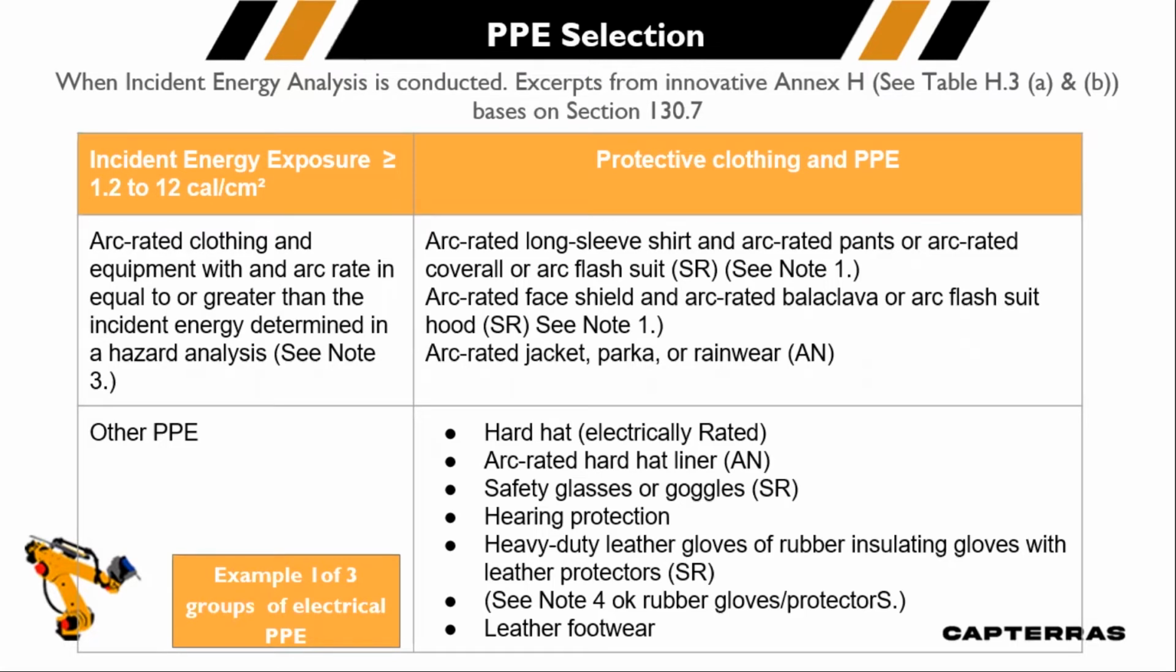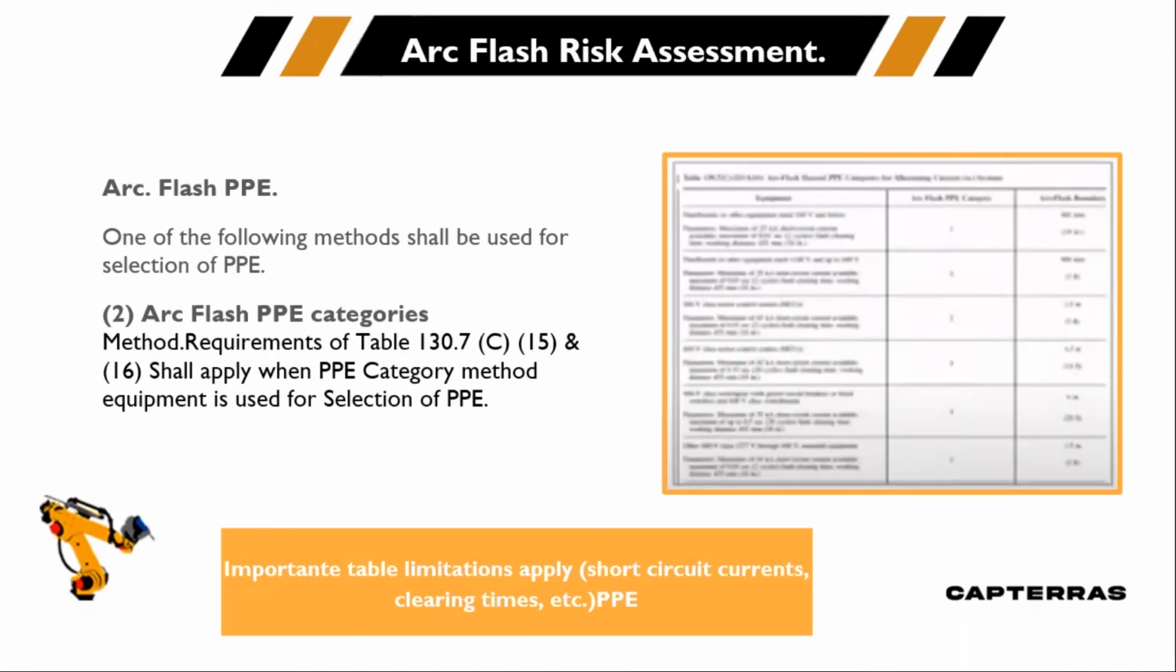As other PPE at the same level of energy exposure, you can use as a plus hard hat, arc-rated hard hat liner, safety glasses or goggles, hearing protection, heavy-duty leather gloves or rubber insulating gloves with leather protectors, and leather footwear. The arc flash risk assessment.